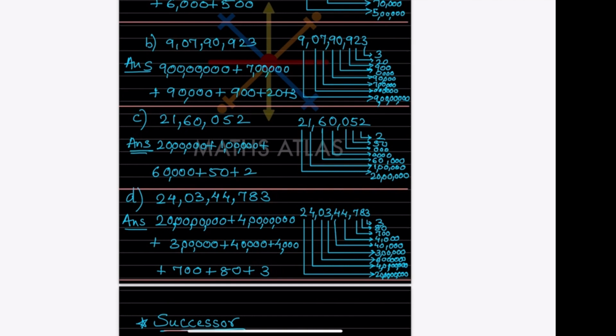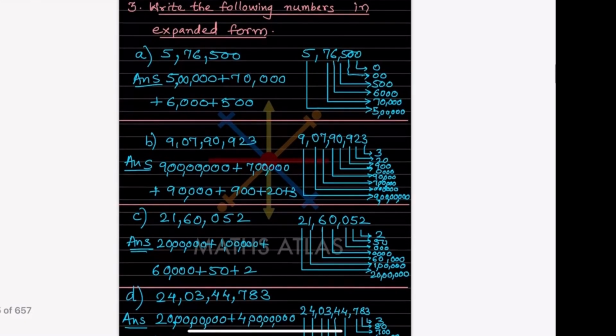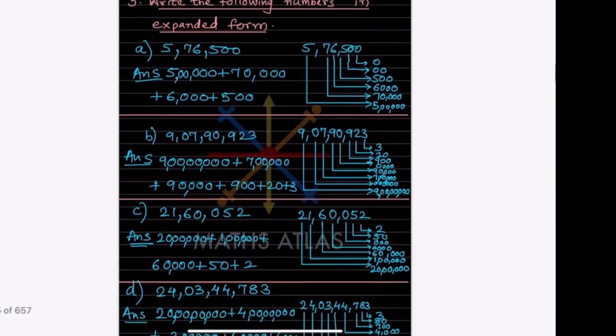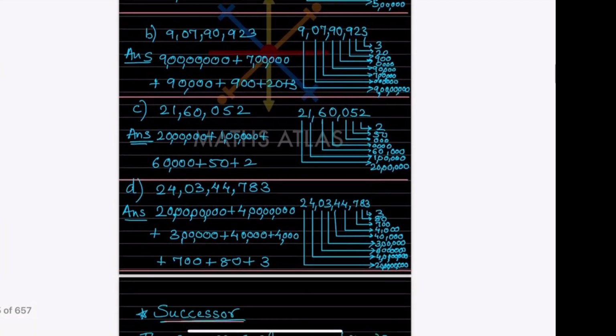So this is the other way. You can do it as you like, whichever way you find easy, because in maths there are many methods. So hope this is also clear for you, how to expand it. You can go to the other questions later on.